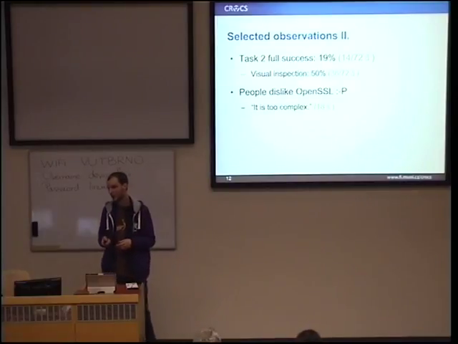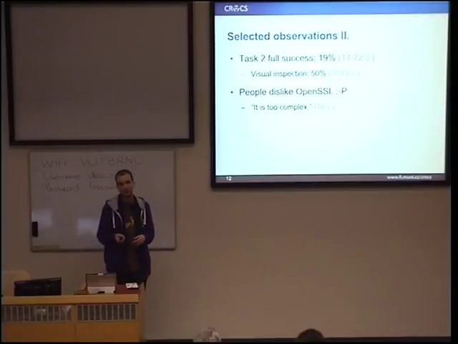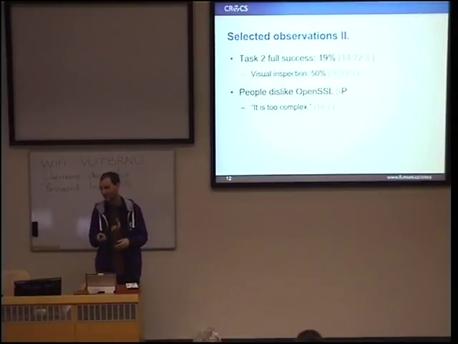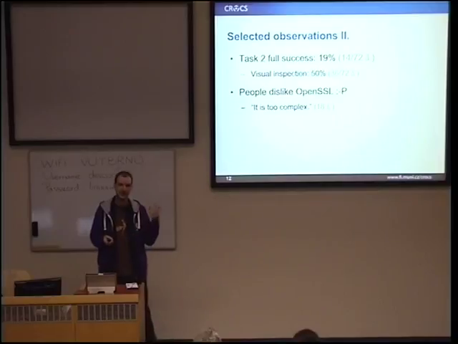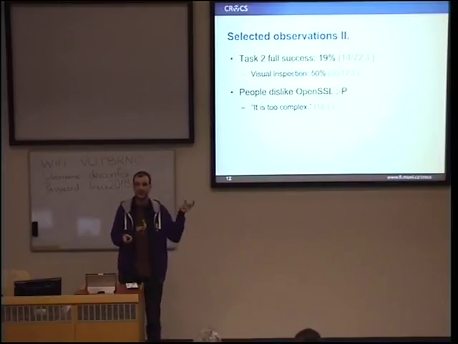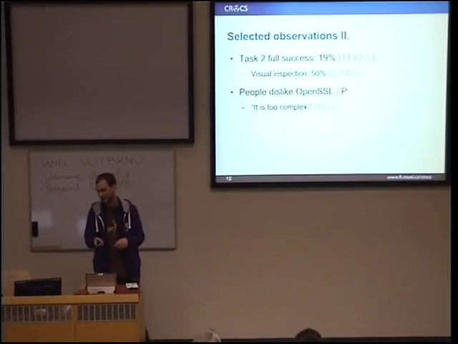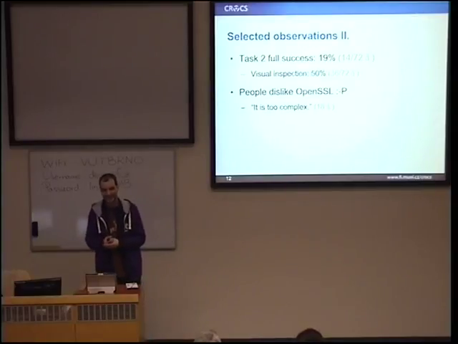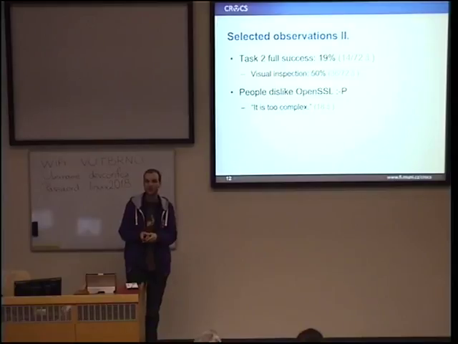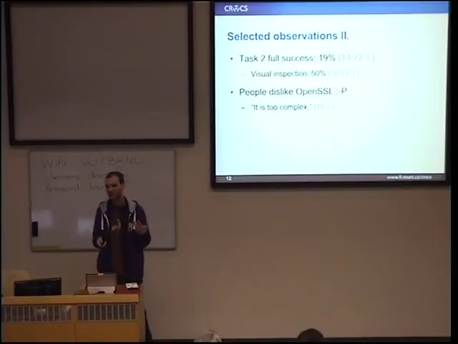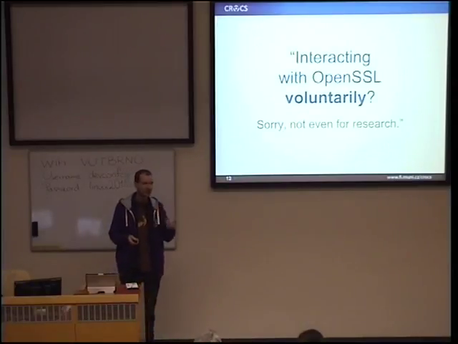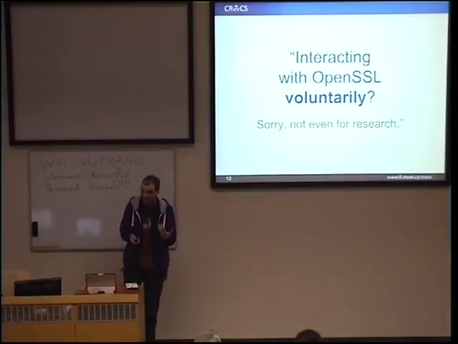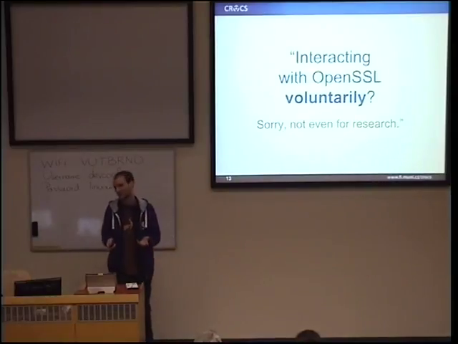The most often expressed opinion was telling that OpenSSL is too complex. 18 people of the 70 that got into the second task. The emotions were complex, as I said. There was a person that even refused to join into the research because he said, so you want me to interact with OpenSSL voluntarily? Sorry, not even for research.